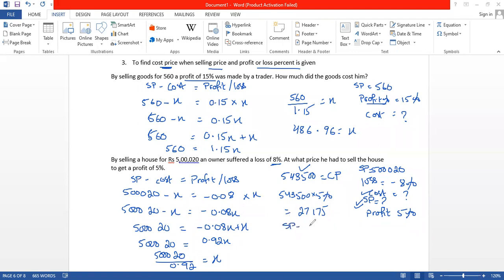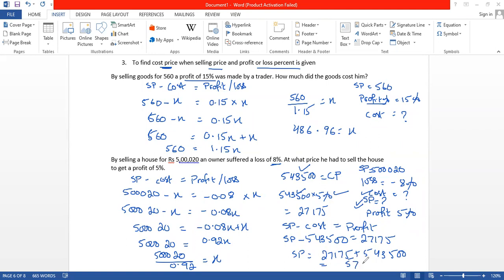Now, selling price minus cost gives you your profit, right? So we do not know the selling price. We know that the cost price is 543,500, and you know that the profit that you will get is 27175. So see, once you have the cost, you can directly apply the percentage. So this will shift to the other side, 27175 plus 543,500. So the new selling price is going to be 570,675.